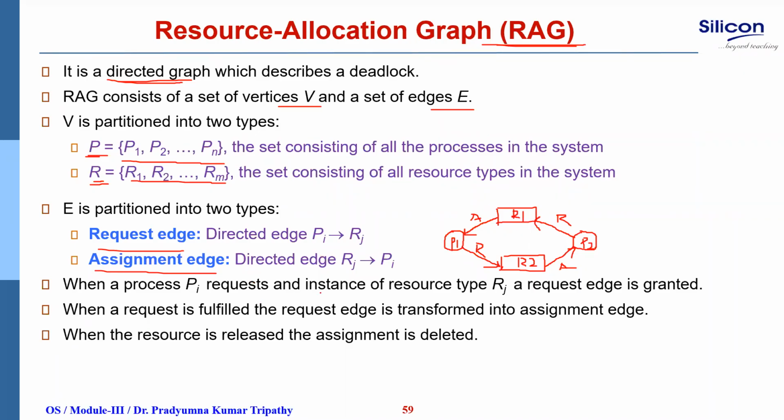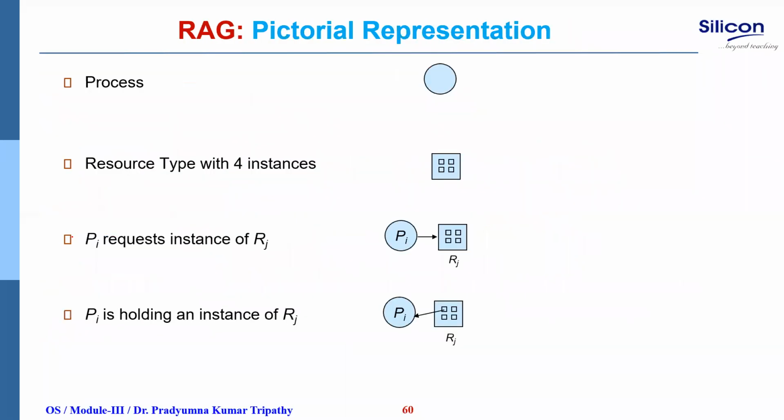So when process Pi requests an instance of resource type Rj, a request edge is granted. From process to resource is the request edge, and resource to process is the assignment edge, right? Whenever the work is done, that edge is released. That means now that resource can be given to some other process. Correct? So we use a circle symbol for process and a rectangular symbol for resource.